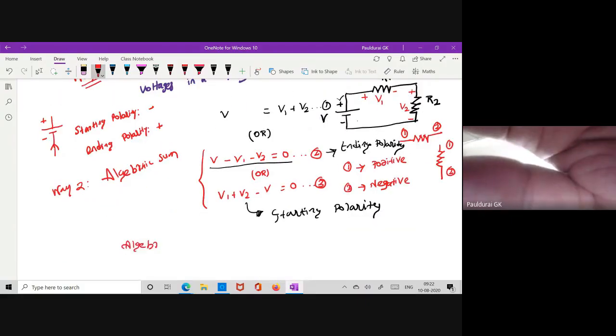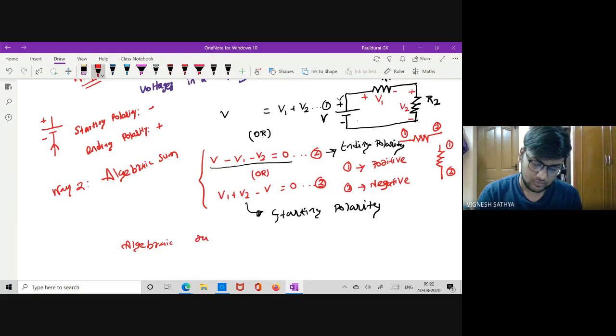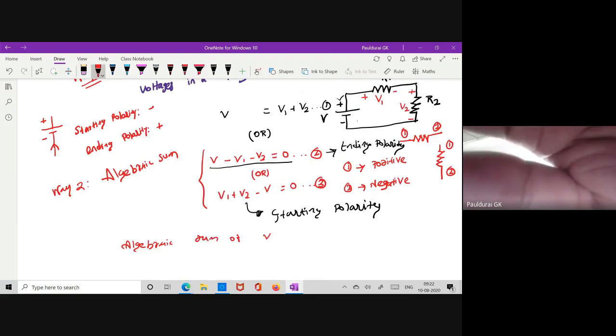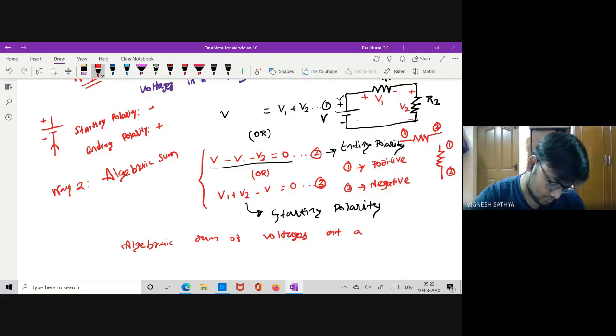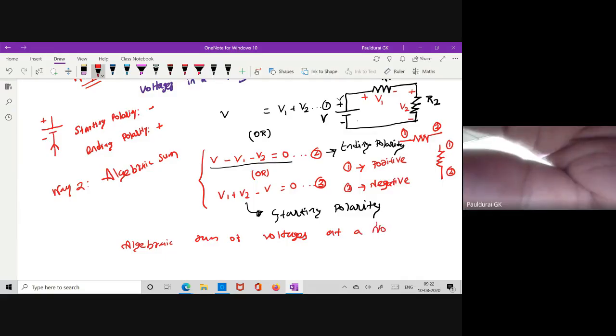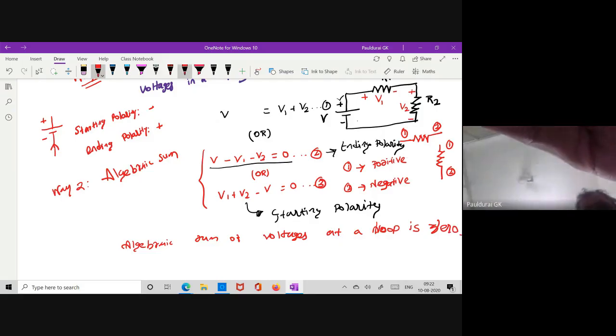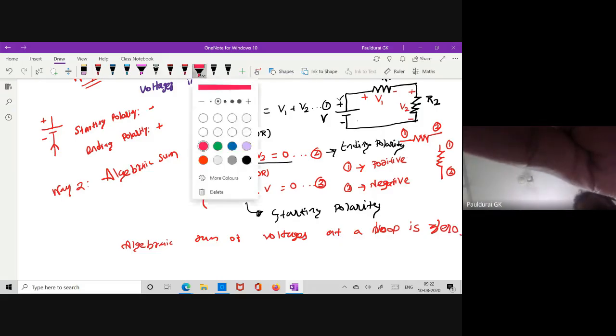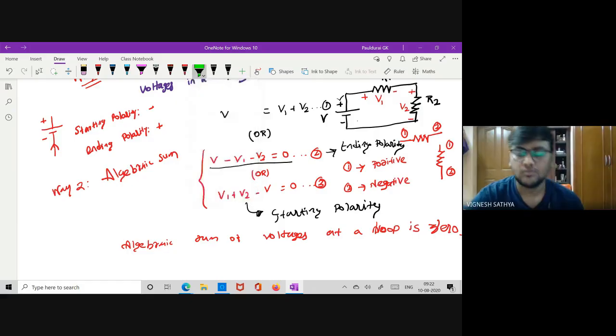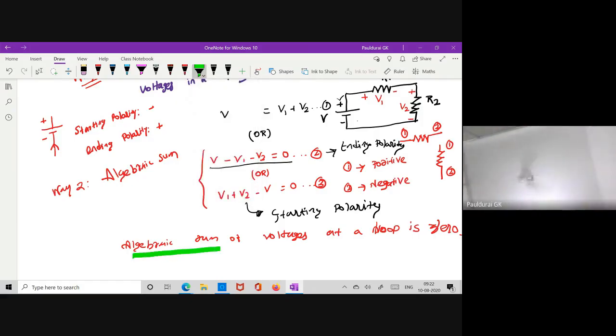Algebraic sum of voltages at a loop is 0. So this is way 2. So here you know what we mean by algebraic sum, right? So what is algebraic sum in KCL? Anyone?